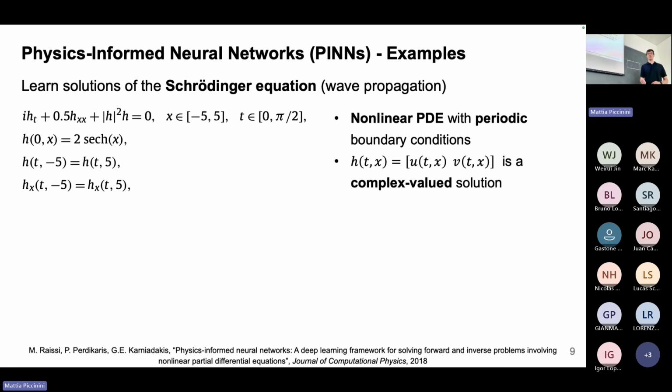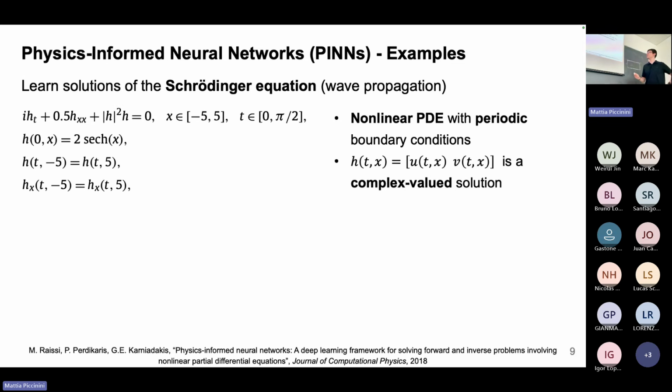So in this case, we know this is the equation, and these are the boundary conditions. We know the solution at time t equal to 0, and for any x, it has this form: 2 times the hyperbolic secant of x. And then we know that for x equal -5, the solution is equal to the one at x equal +5. The same for the derivative with respect to x. At x equal 5, it's equal to the one at x equal -5. So we have boundary conditions that are cyclic, periodic.